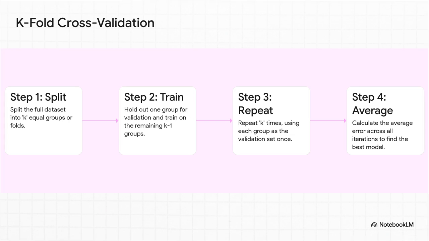Instead of just one validation set, you split your data into a bunch of groups, or folds, let's say 5. Then you train the model 5 separate times. Each time you hold out a different fold for validation and train on the other 4. At the end, you average the performance across all 5 runs. This gives you a way more reliable and stable idea of how your model will actually perform on unseen data.